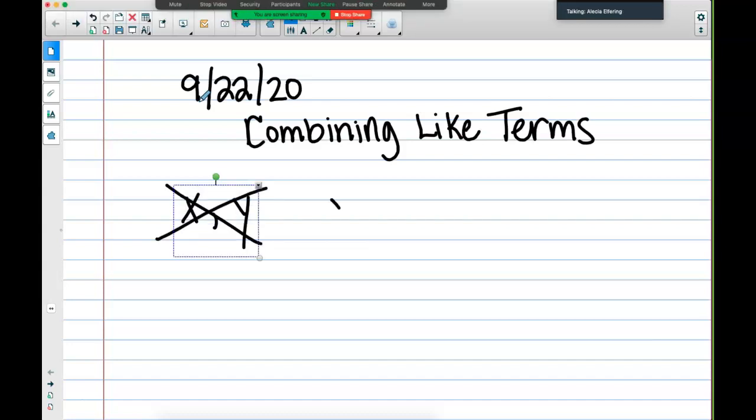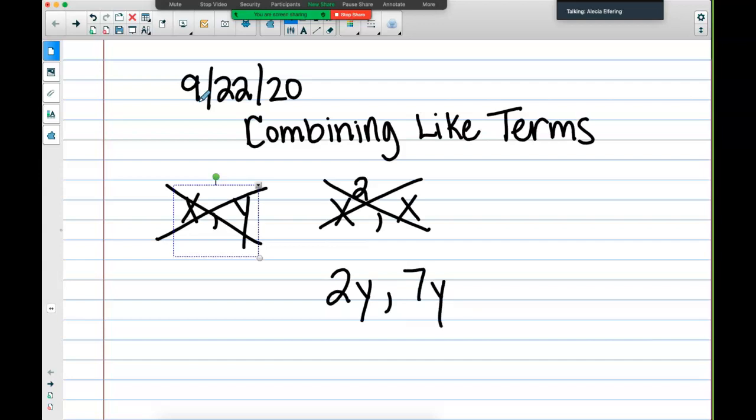Okay? How about x squared and x? Are those like terms? Carson, you're shaking your head no, why not? Because one of them is squared, one's not. Right. One has the exponent and one doesn't, so they are not like terms. Okay. How about 2y and 7y? Are they like terms?